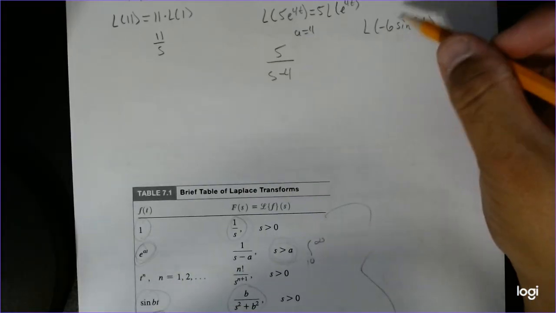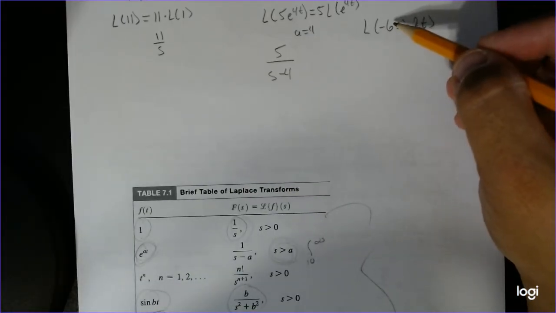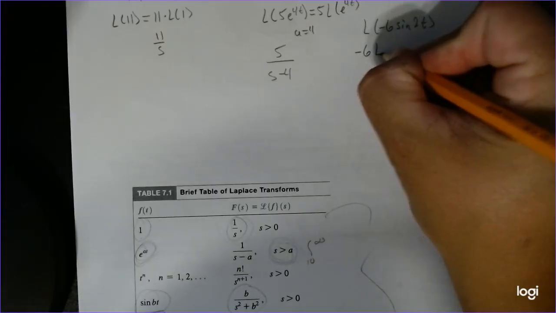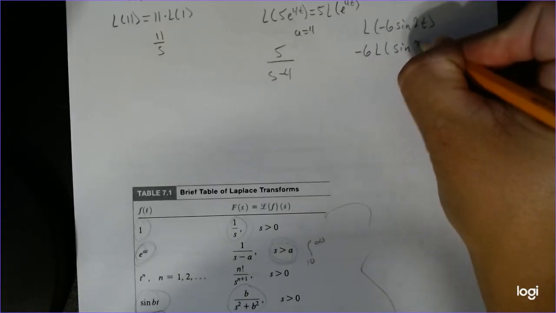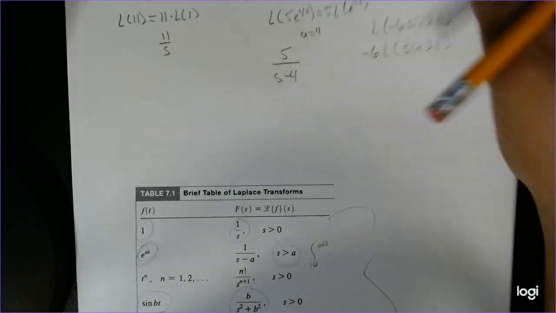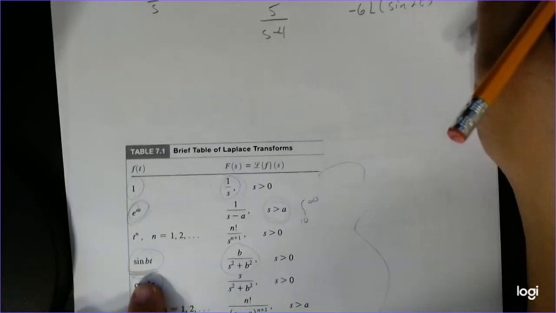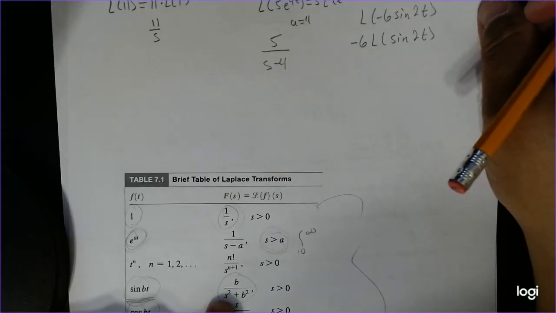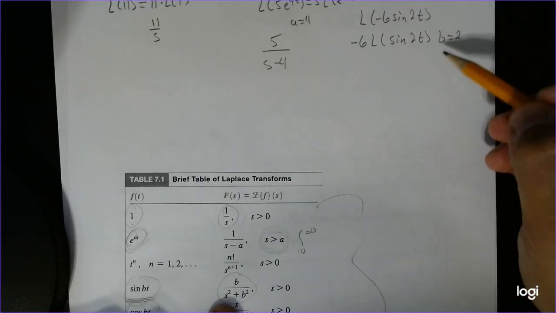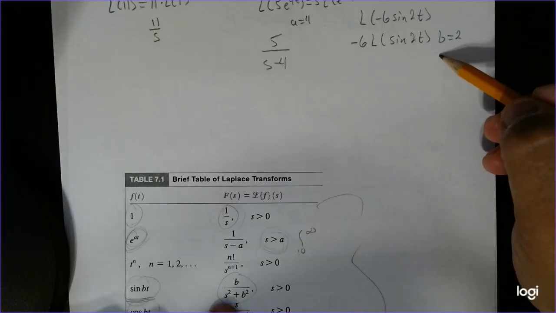So in this case, I'm going to factor out the negative 6 and just deal with the sine of 2t. And now I go down here. Since it's sine, it follows this template right there. So in this case, b is equal to 2. So again, just follow the exact same process.